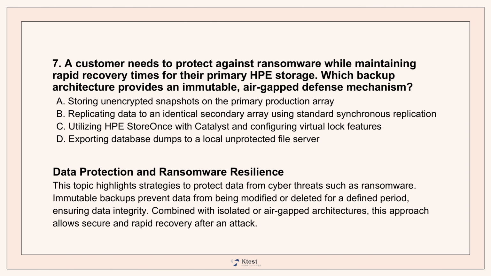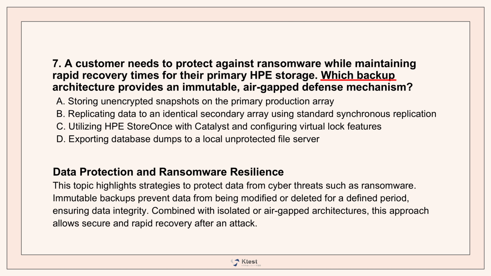Question 7. A customer needs to protect their primary HPE storage against ransomware attacks and ensure rapid recovery times. Which solution is most appropriate? This is critical right now. Yeah. Option A, unencrypted local snapshots. Option B, synchronous replication to a secondary site. Option C, HPE StoreOnce with Catalyst and Virtual Lock. Option D, an unprotected secondary file server.